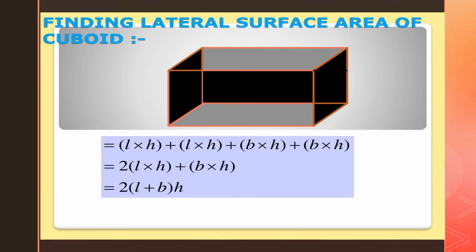How to find the lateral surface area of a cuboid? What does lateral surface mean? The side which is visible to our eyes is the lateral surface. The visible sides are shown here in dark color. In a cuboid, you are able to see the front part and the side part, but not the top and the bottom part.